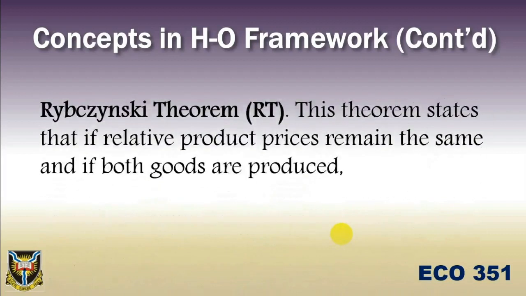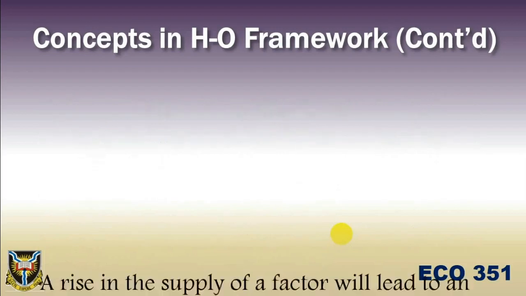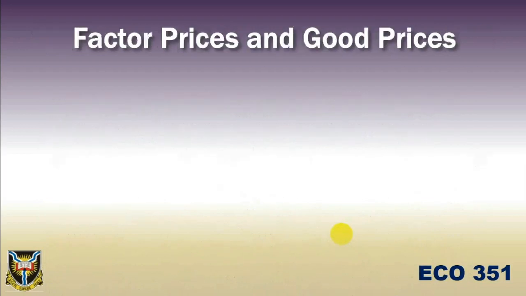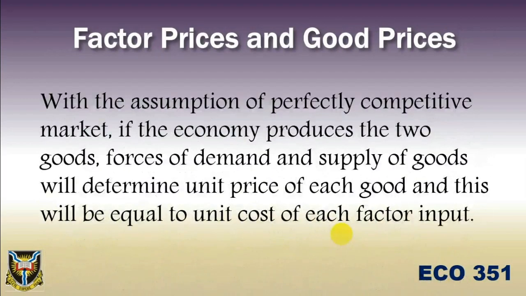Rybczynski theorem. This theorem states that if relative product prices remain the same and if both goods are produced, a rise in the supply of a factor will lead to an increase in the output of the product using that factor intensively and a fall in the output of the other product, making it less attractive to producers. The relative reward of capital is high, causing capital to move to the production of goods whose reward is high. The output of the other sector would therefore crash.